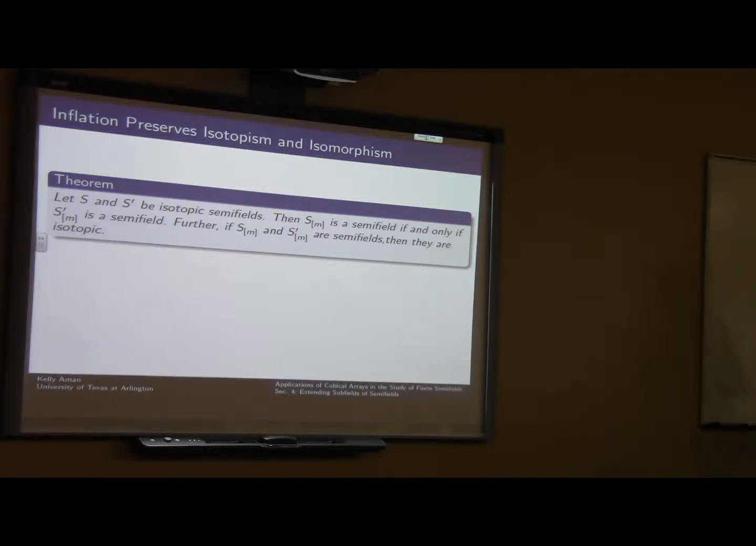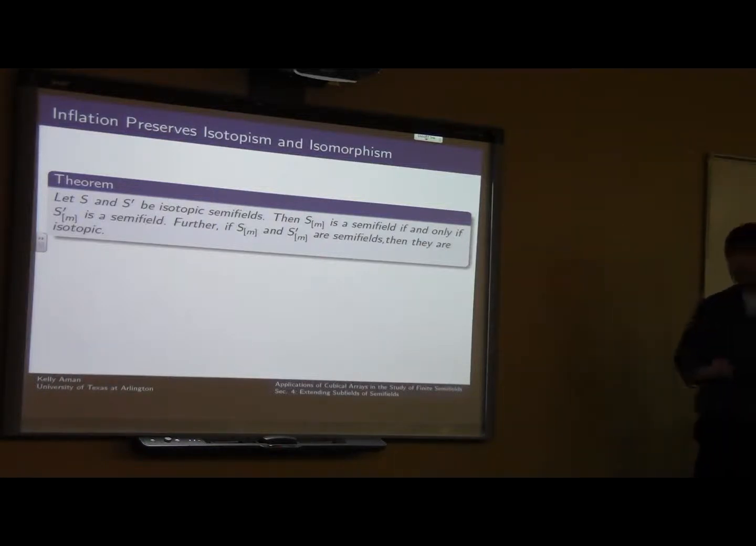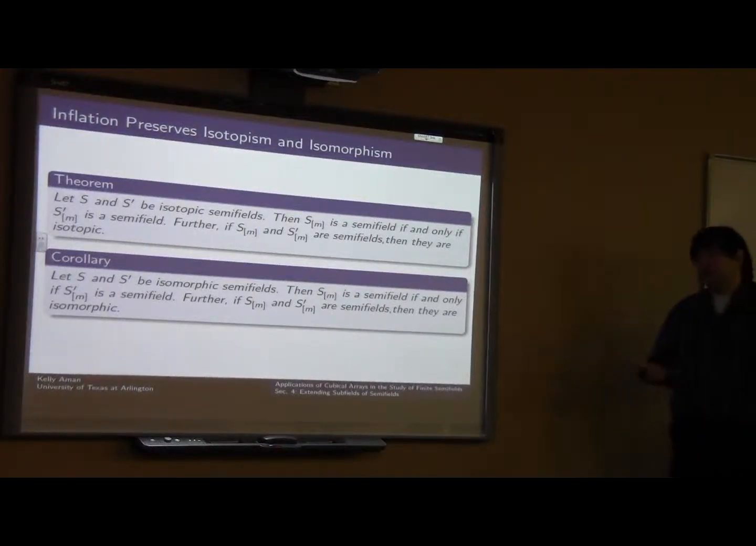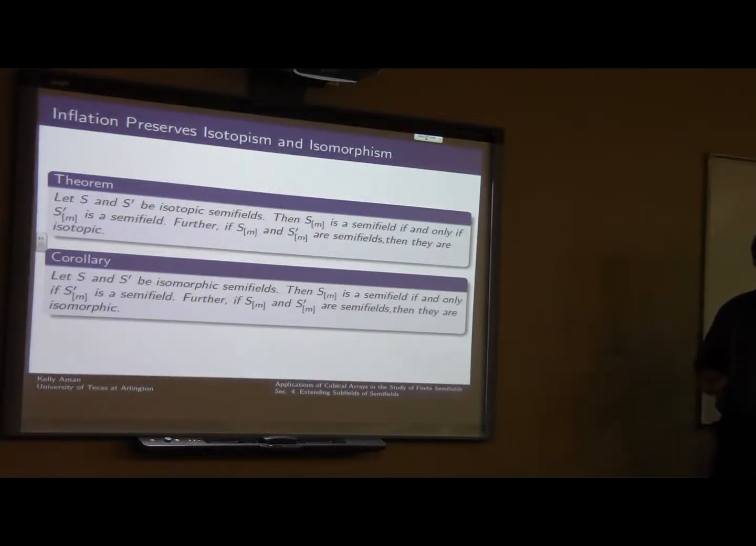Before we get to that, let's talk about what this preserves. The nice thing about this inflation is that it will preserve your isotopism relationship. So if S and S prime are isotopic semifields, and if the M inflation of S is a semifield, it's going to be a semifield if and only if the M inflation of S prime is a semifield. And if they are both semifields, then they're also going to be isotopic. This is another nice thing about isotopism: if you prove it for isotopism, the fact that it works for isomorphism just follows directly, as a special case. So isomorphic semifields that inflate will yield isomorphic semifields.